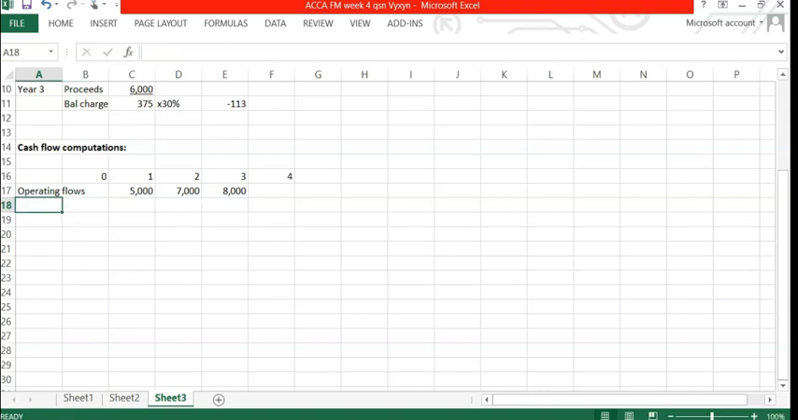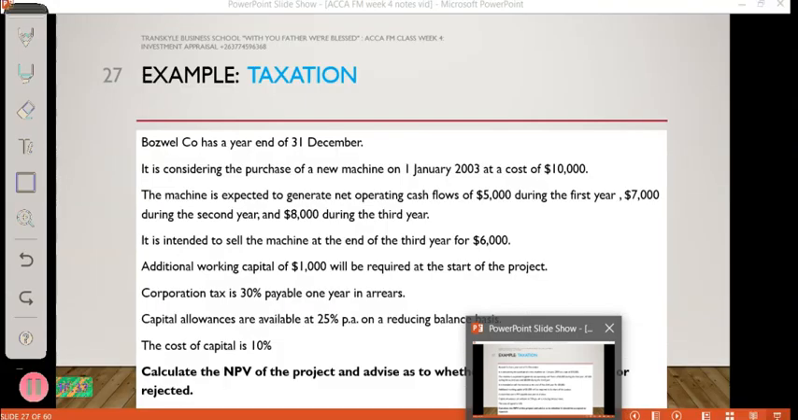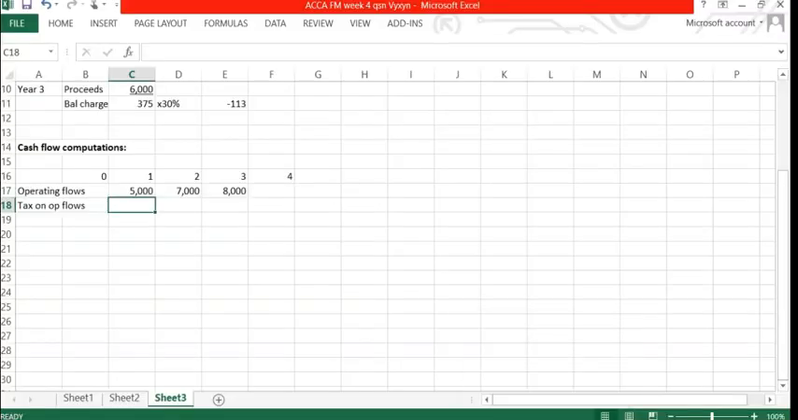Then the tax on operating flows. Okay, tax on operating flows. You can do the computations here on Excel. The examiners will see the formulas. So the tax rate from the question is 30%. As you know, we've been using 30% there. That's 30%. So it is paid in arrears.